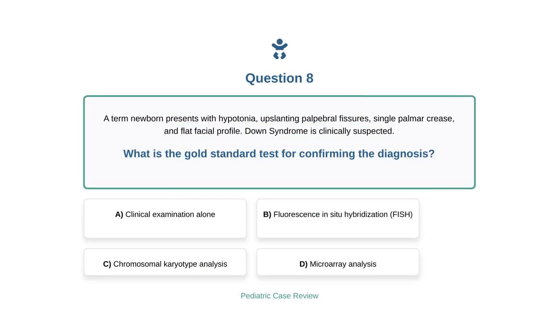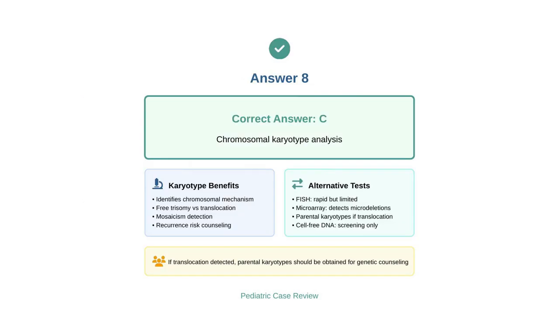A term newborn presents with hypotonia, upslanting palpebral fissures, single palmar crease, and flat facial profile. Down syndrome is clinically suspected. What is the gold standard test for confirming the diagnosis? Option A, clinical examination alone. Option B, fluorescence in situ hybridization. Option C, chromosomal karyotype analysis. Option D, microarray analysis. The correct answer is C.